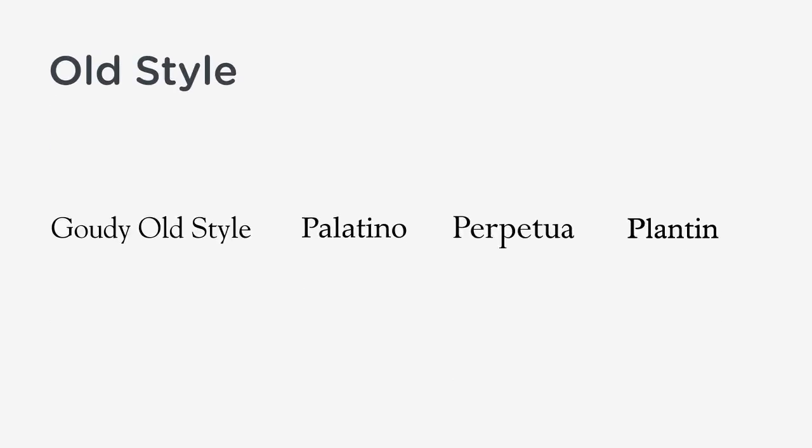Old style came about next in the later part of the 15th century. The letter forms were getting more refined as type and less influenced from calligraphy. We see less diagonal stress happening, and the serifs have also changed to be more wedge-like. These lasted 2 centuries strong. Some examples include Garamond Old Style, Palatino, Perpetua, and Plantin.